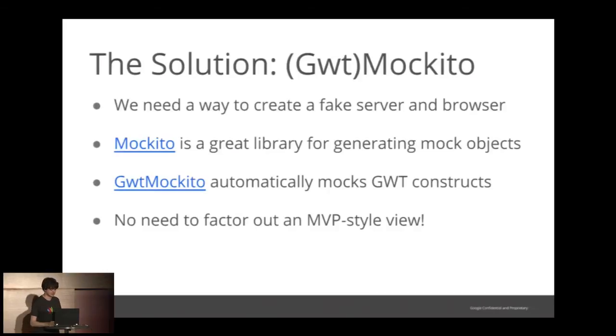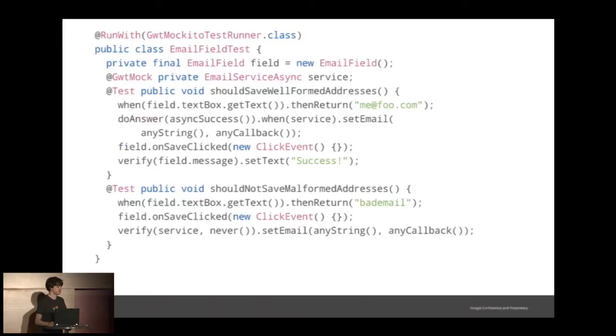So let's see what a test actually looks like using GWT Mockito. So here's a simple test with 2 basic test cases I'm going through here. The first test is saying when I type a valid email address into that field and the user clicks save, then I should show the success message. And the second test is saying if the user types an invalid email address and clicks save, I shouldn't communicate with the server at all.